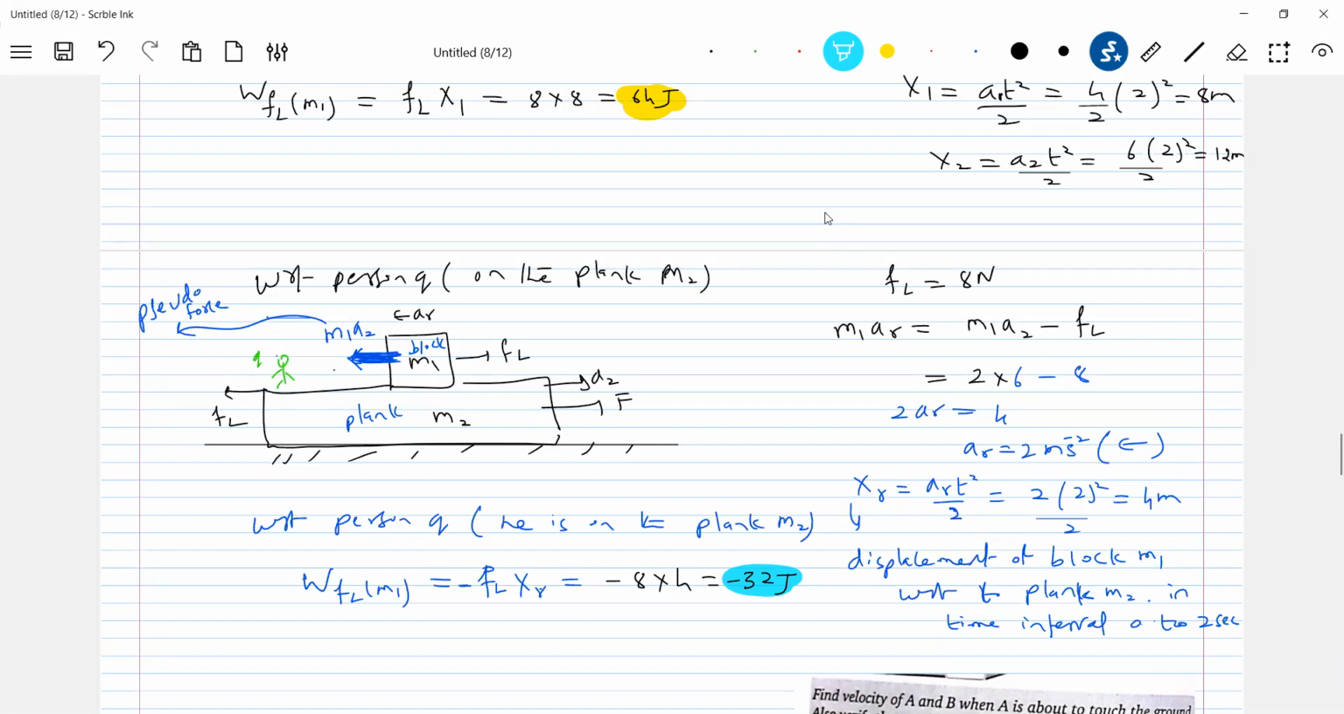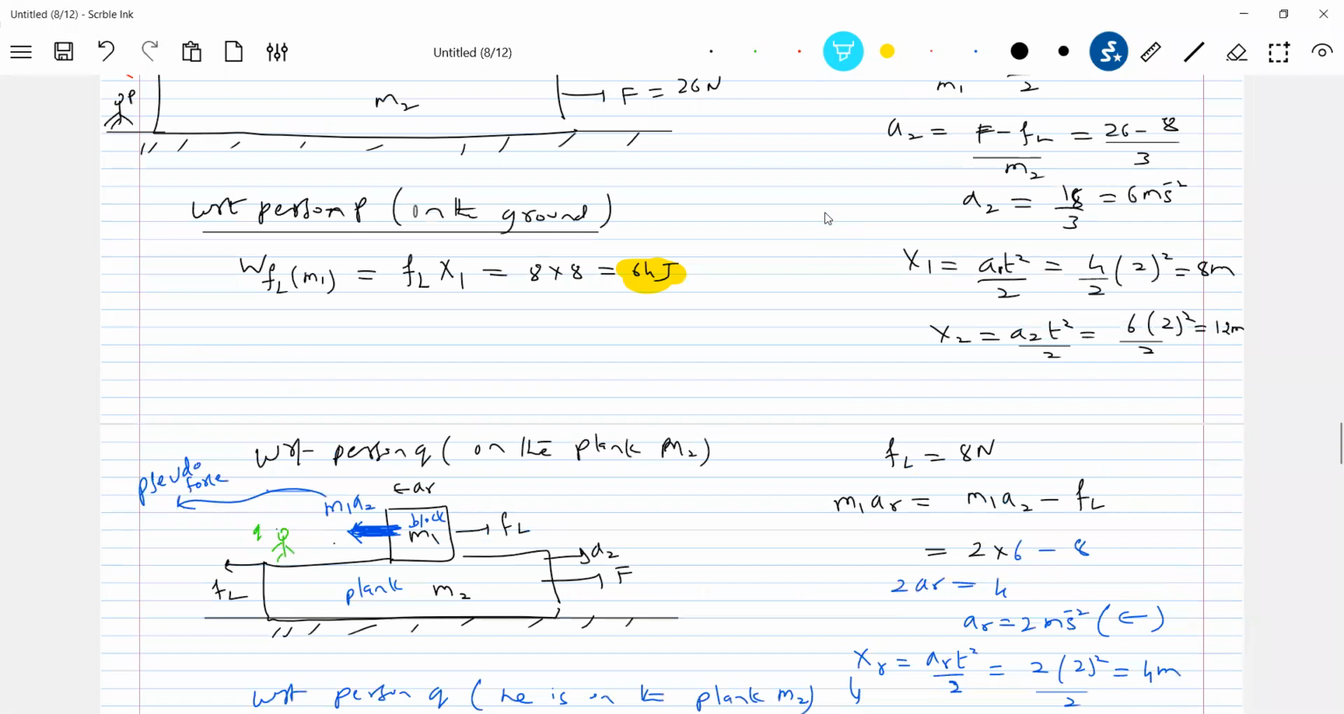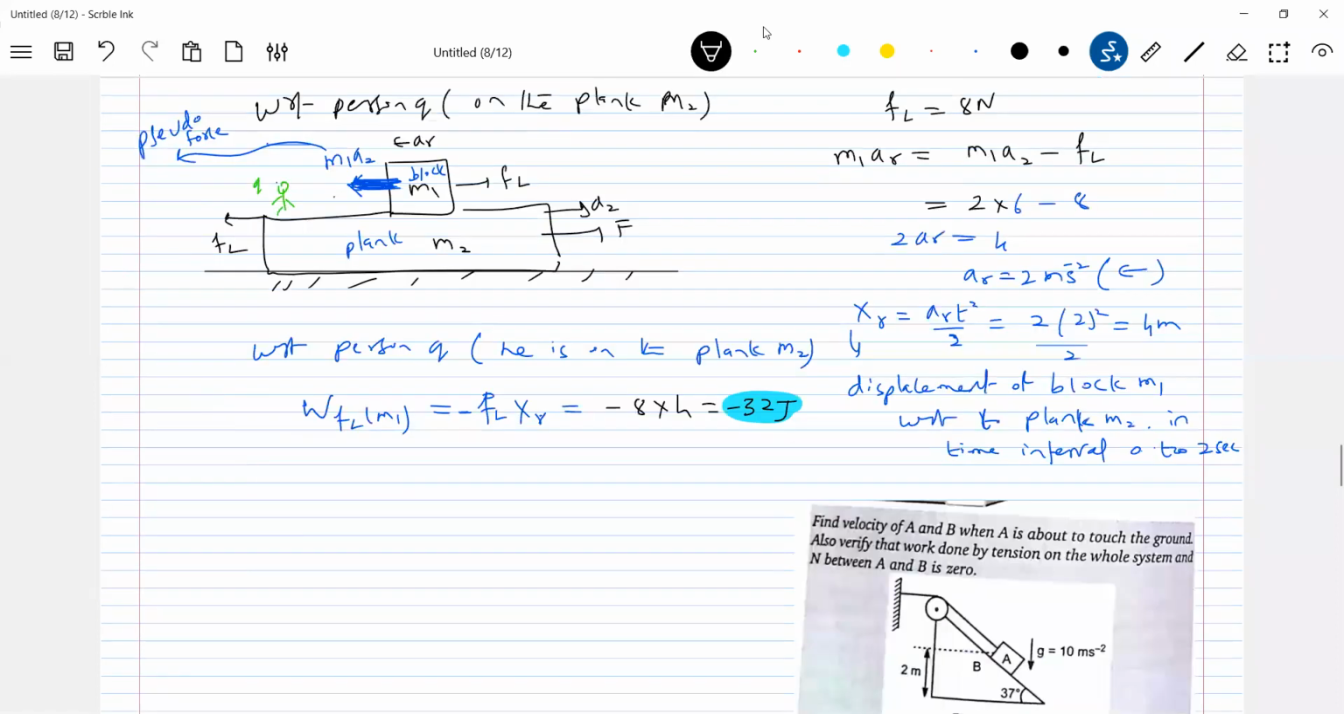What is the work done by the applied force? I think that was the question that was asked, no? I think we left that. We didn't bother. So I'll just put it here and conclude that one. Work done by the applied force with respect to what? With respect to the ground. How much should it be? It should be equal to F into X2.